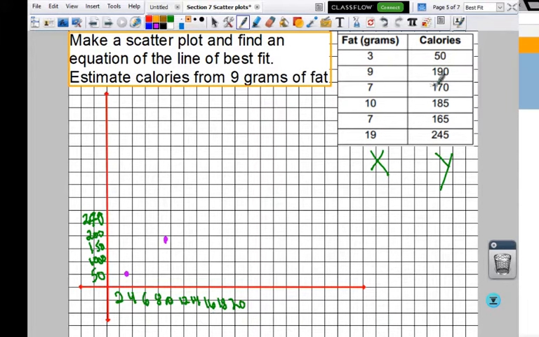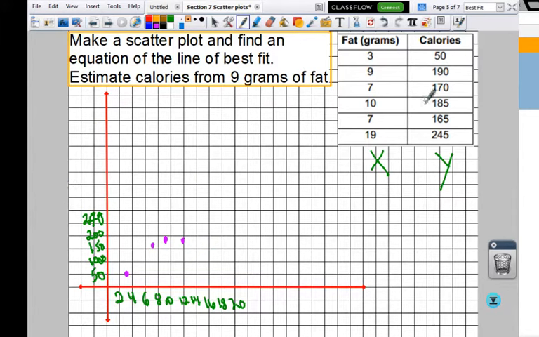Then I got 7, 170. 7 is right here for my x. 170 is going to be about right there. And we're going to keep going. 10, 185. 10 is here. 185 is about right here-ish. Remember, these are just estimations. I probably should have gone by 25, so that would have been a little easier to see, but oh well.